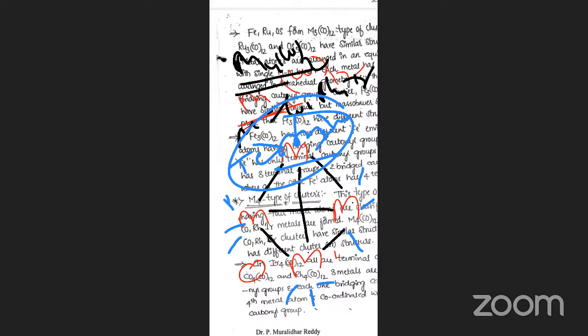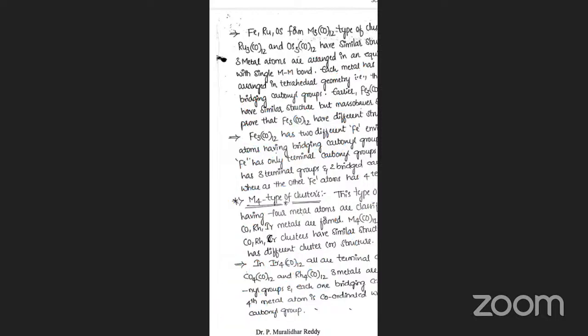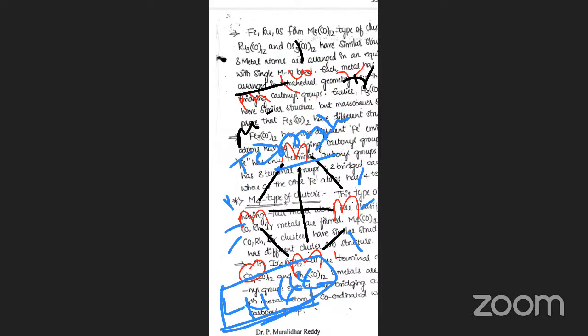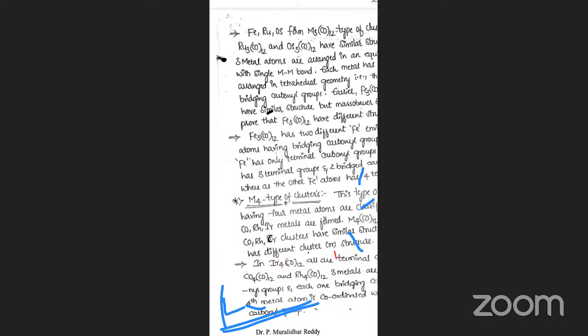M4 type clusters, M4 type carbonyl clusters, undergo LNCC, low nuclearity carbonyl clusters. So this type of carbonyls are connected to one another. Different numbers of carbonyls are connected to one another, and this is the formation of the clusters.